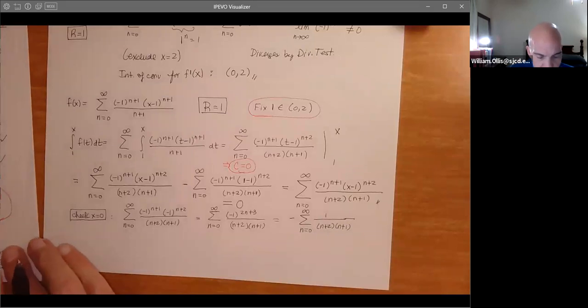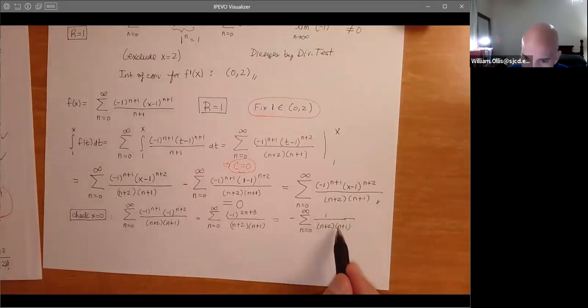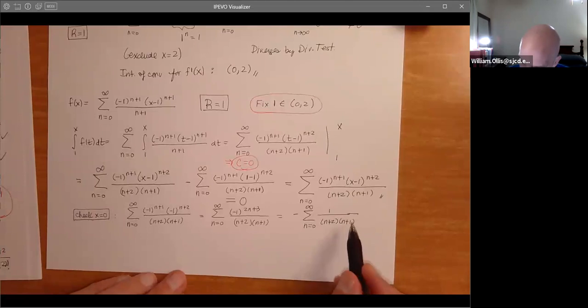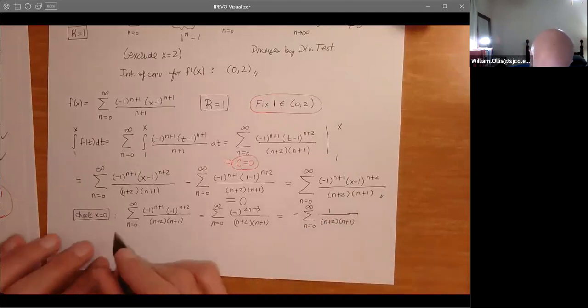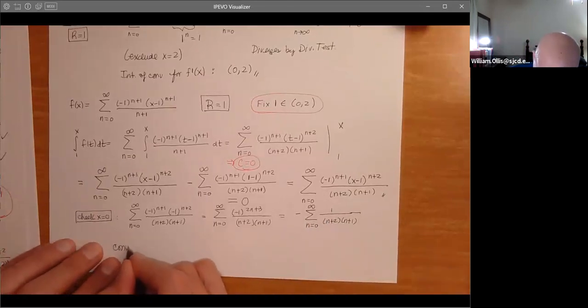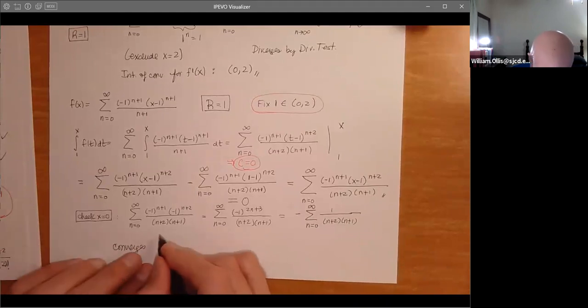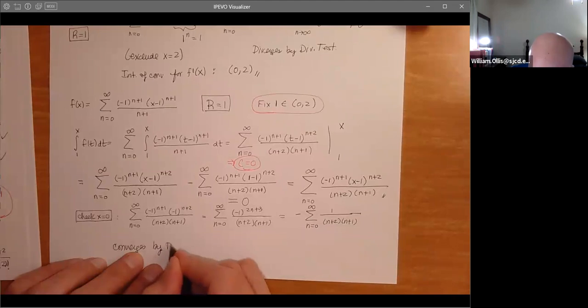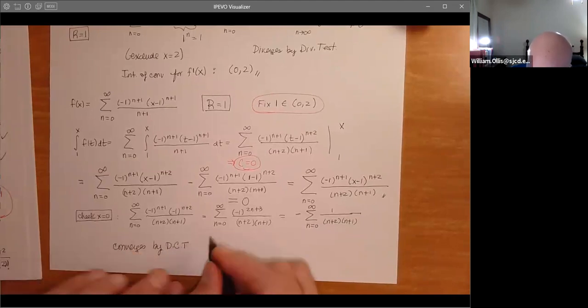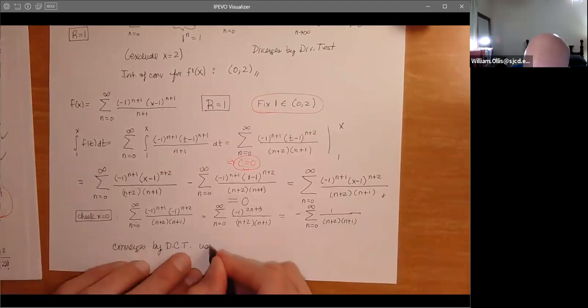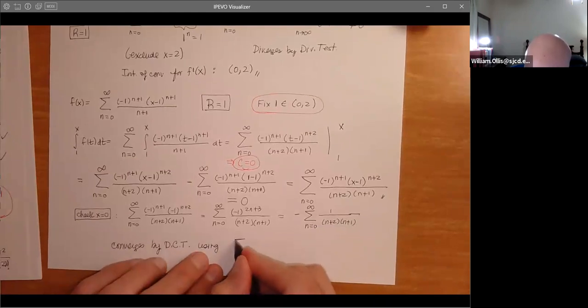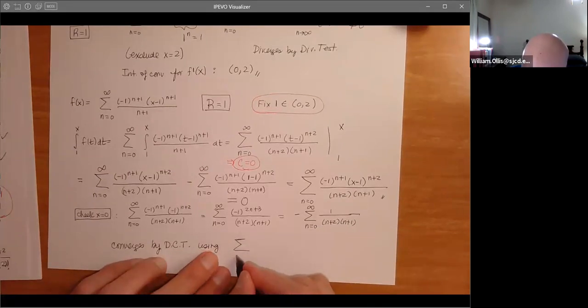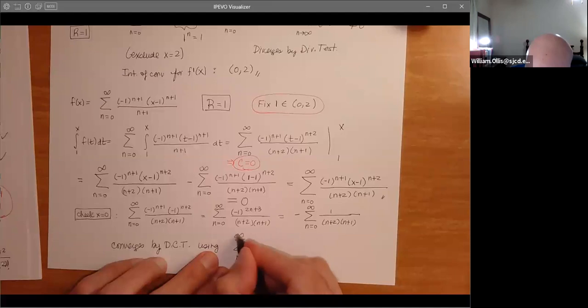Now, when you look at this, we're thinking, okay, this will be an easy direct comparison test. The negative doesn't matter, but we can say it converges by the direct comparison test using the p-series, right? n equals 0 to infinity, 1 over n squared.